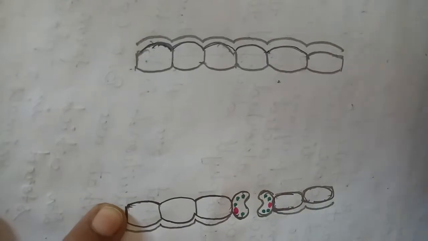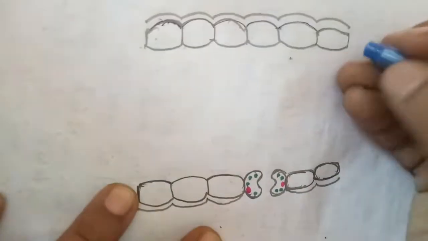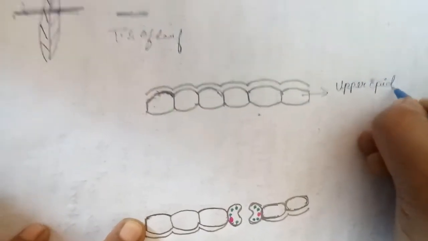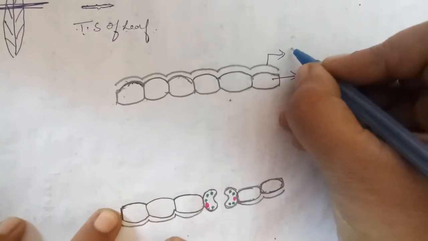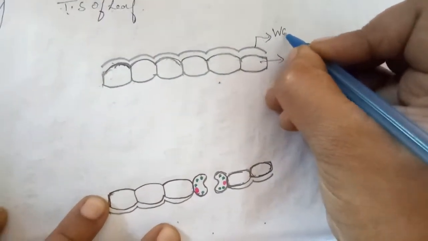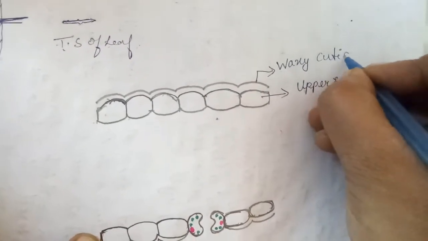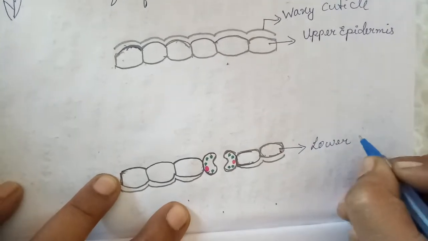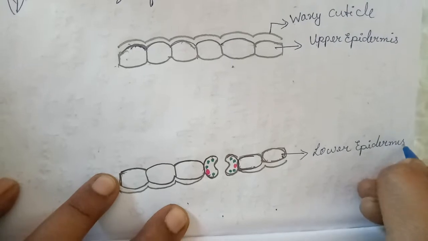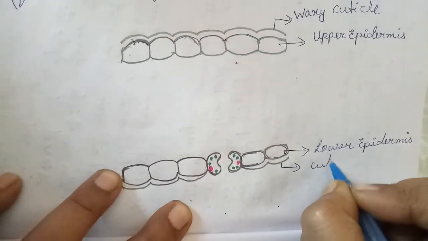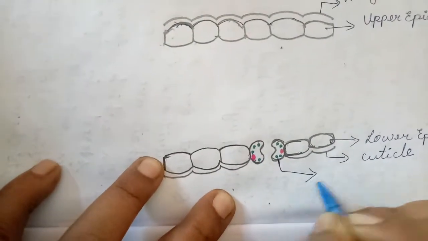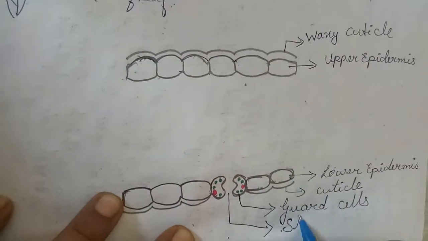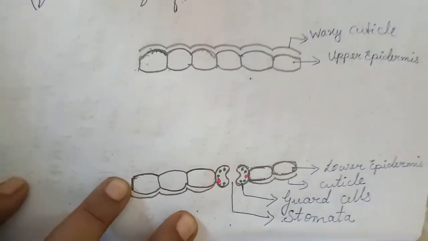Now, as I told you, let me label the two parts which I have drawn. This is the upper epidermis, and this waxy coating is called the cuticle. You can say waxy layer or waxy cuticle. Cuticle. Similarly here also, this is the lower epidermis, and here also this is the cuticle, and these are the guard cells. These are the guard cells, or you can say the stomata. This is the stomata.